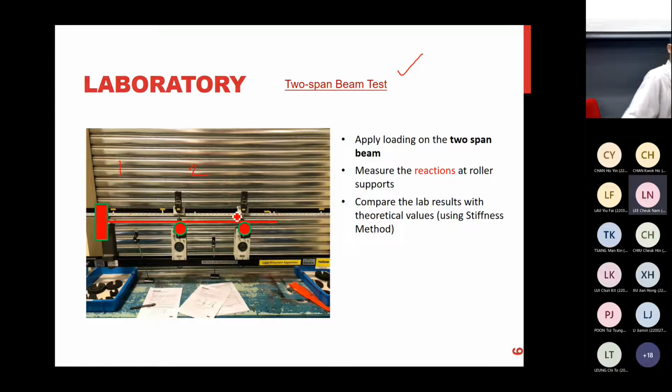You have to apply loadings. You apply two loadings on each span, and then you can measure the reactions. You can record the reactions using the meters at the bottom. And this is what you have to do. Measure the reactions during the lab, and then use the theory to verify the results. So this test is relatively short and simple, to check the accuracy of Stibbs method, the matrix approach.